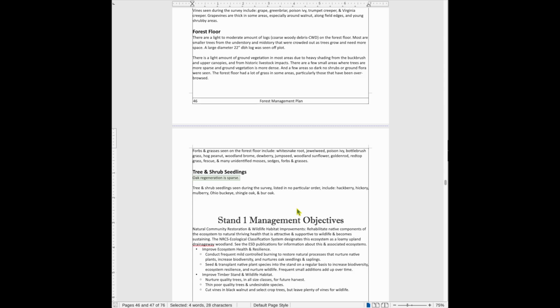Oftentimes after fire, we will see a carpet of oak seedlings. And so lack of fire has led to conditions where there are no oak seedlings, and that's pretty easy to change with burning. And then these are the tree seedlings and shrub seedlings that I saw on plot and off the plot. And I only saw like 1 or 2 bur oak seedlings and a couple of shingle oak.